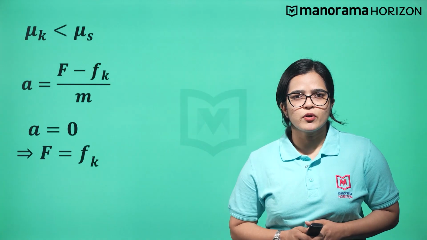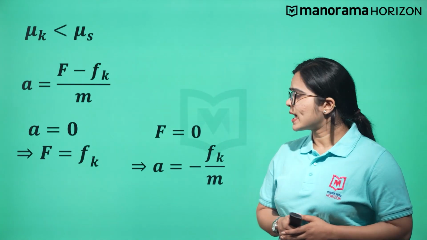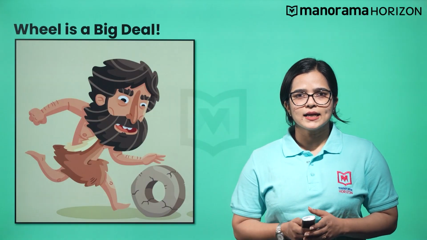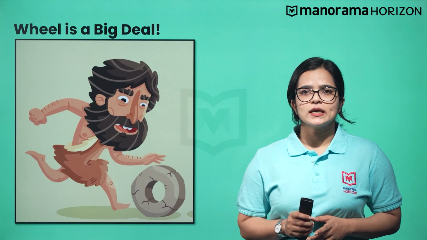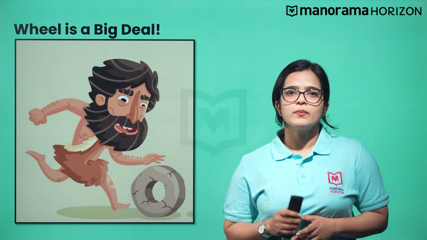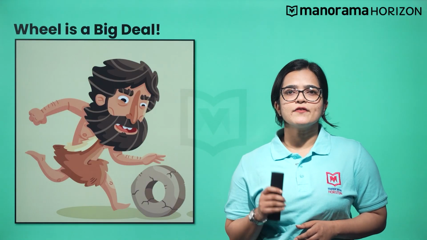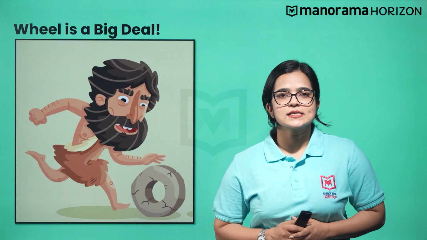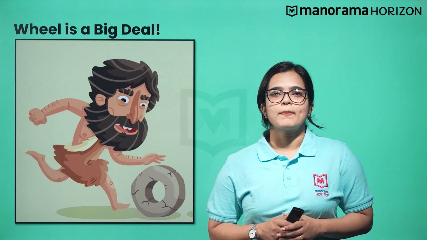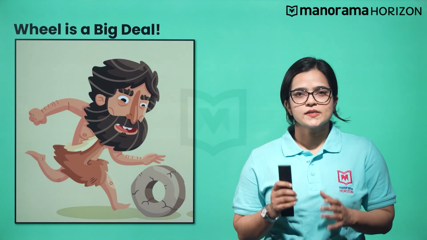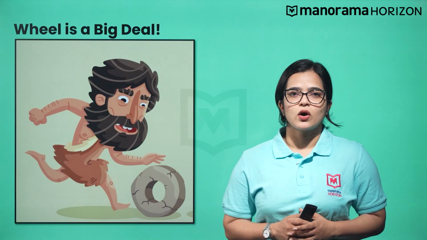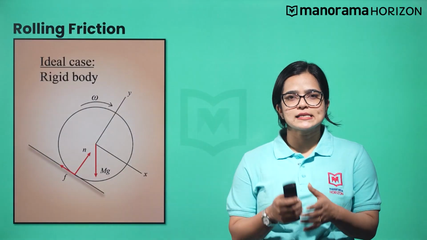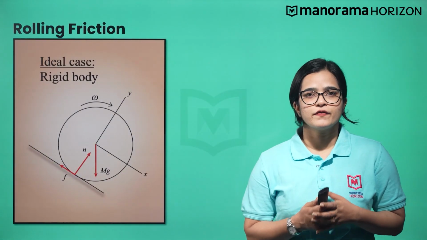If the applied force on the body is removed, its acceleration is minus Fk by m, and it eventually comes to a stop. Practically, this is not possible while rolling. The surfaces in contact will suffer a momentary deformation. This results in a finite area of the body being in contact with the surface. The net effect is that the component of the contact force parallel to the surface opposes the motion. This force that opposes the rolling motion is called rolling friction. Generally, for the same weight, rolling friction is much less than the sliding or static friction.